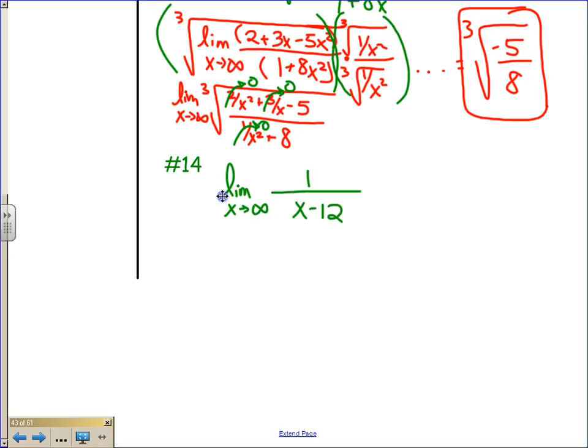All right, cool kids. If we were to do it algebraically, 1 over x, 1 over x, yeah, on top and on bottom.